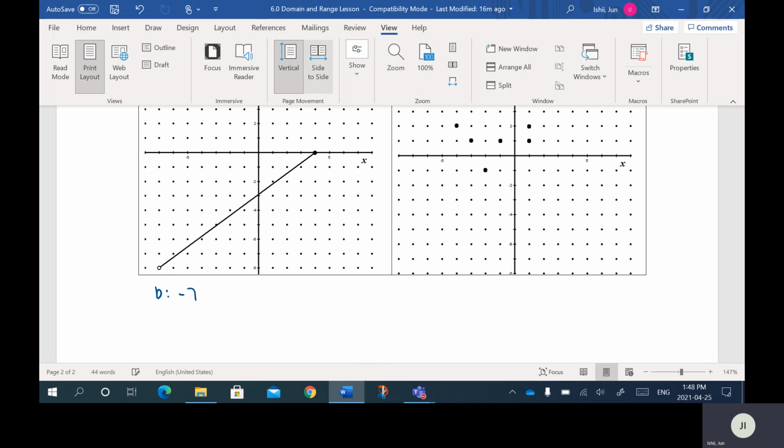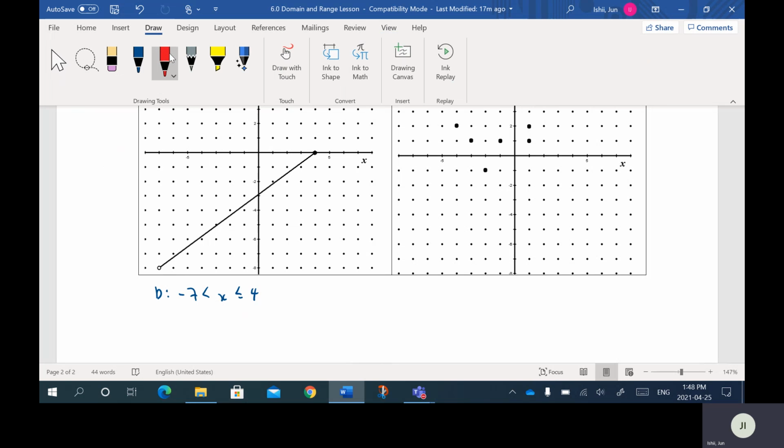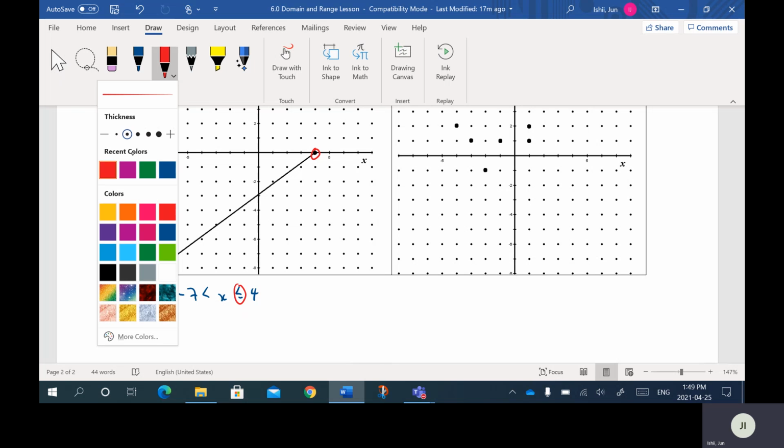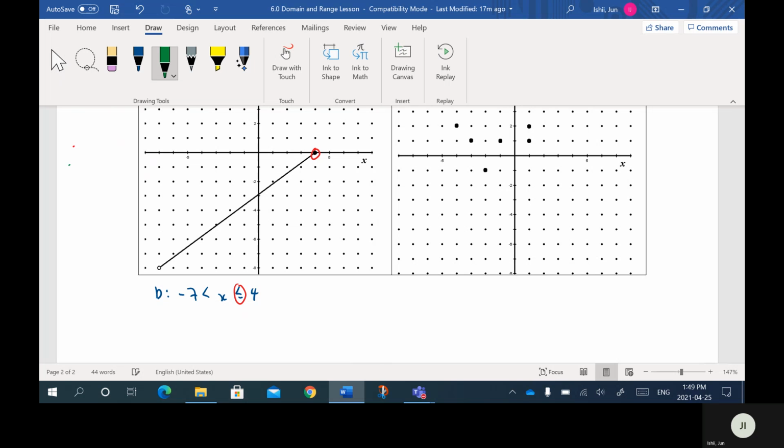Okay, so -7 less than x, now less than or equal to +4. Now the other thing I want to point out here is that whenever you have a solid dot, then you're going to have this less than or equal to. Whereas if you have a hollow dot, what's happening here is that it means that it's not actually including that value. It's just slightly there. So that's why this is a strict inequality. Okay. So just be aware of that.